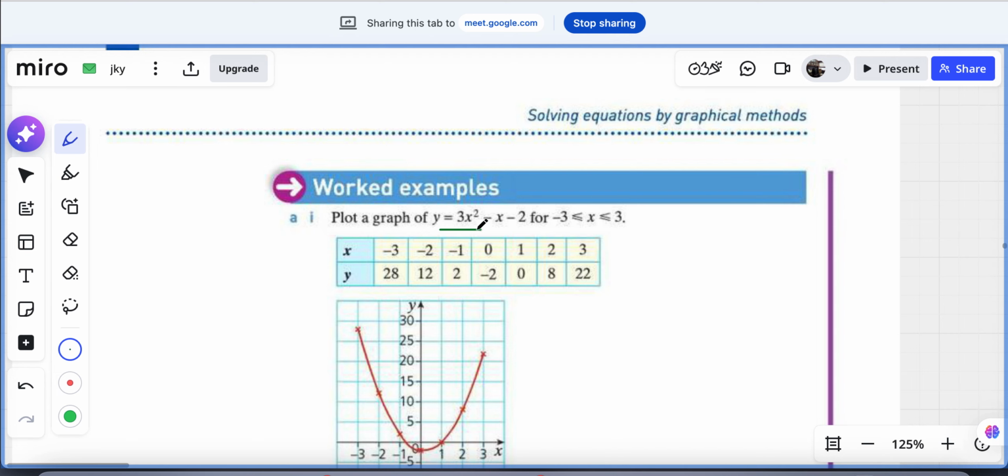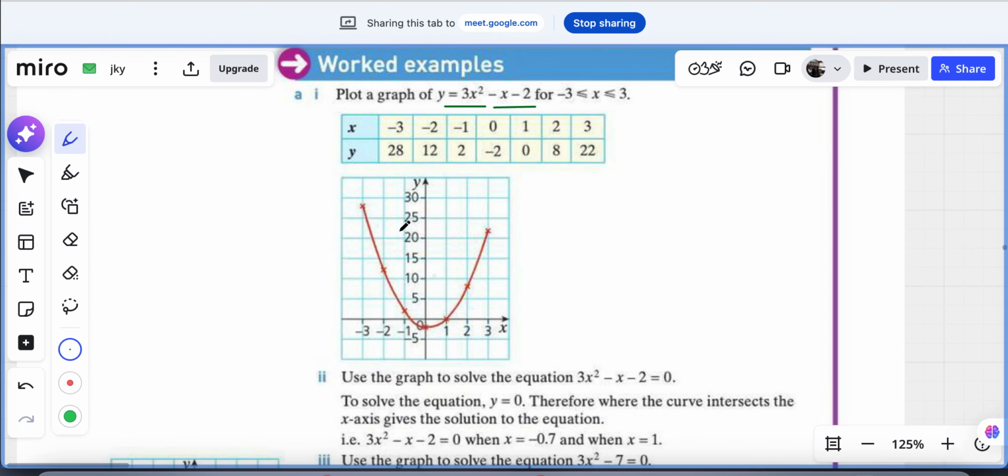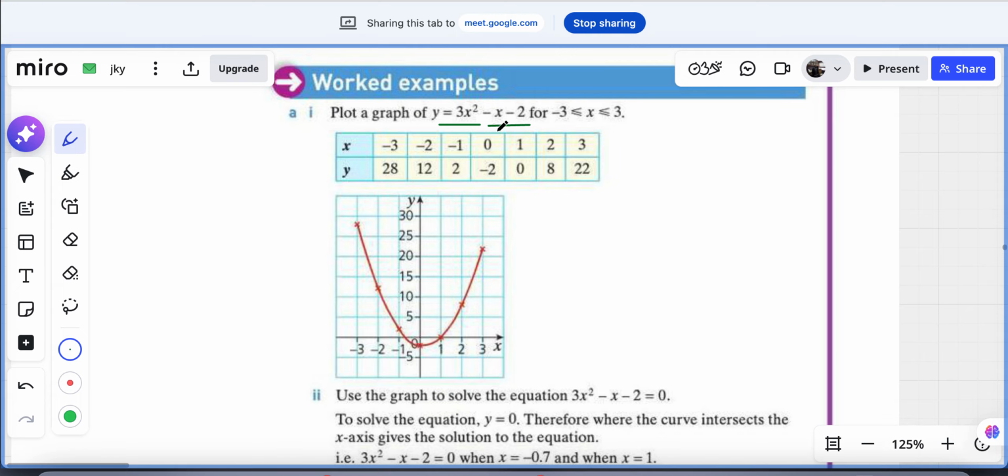Now let's go to solving equations by the graphical method. If you have an equation, how do you solve it? You just plot the graph. They gave you this equation, y equals 3x squared minus x minus 2, and then they give you the range of values of x. You put in the values, find the corresponding values of y, then plot your graph.